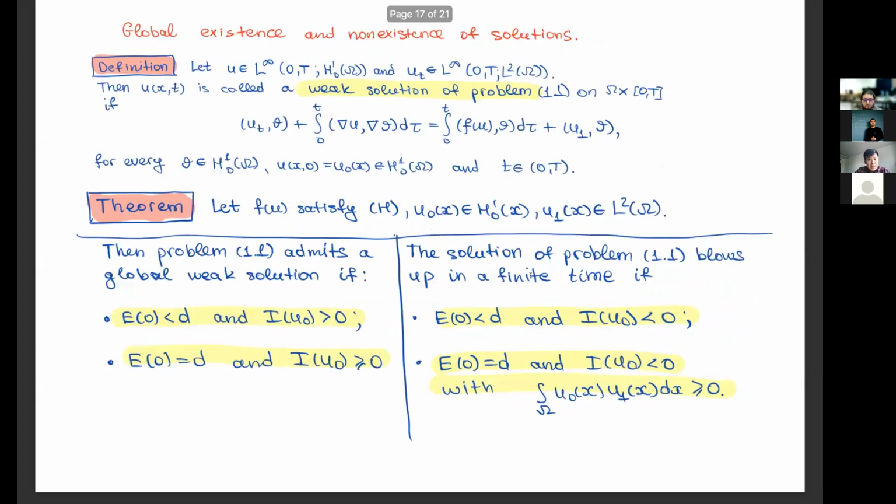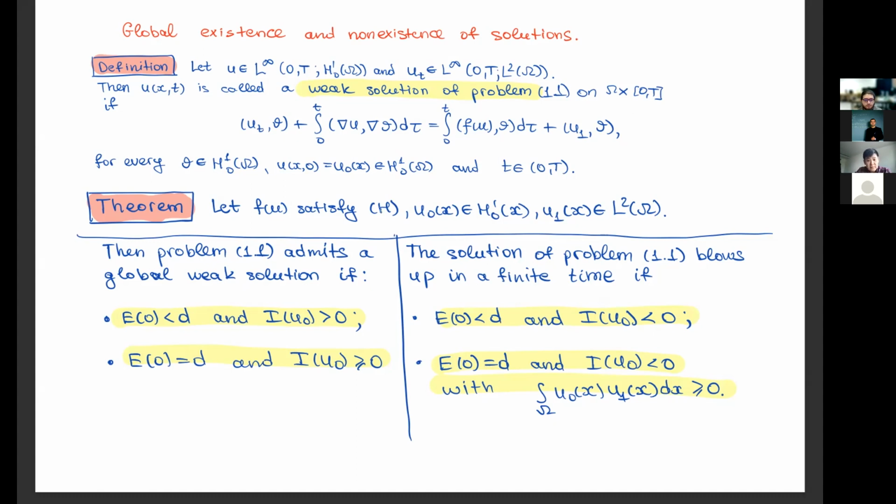Now I have little time. So now we can prove global existence and non-existence of solutions. First we give the definition of weak solution. u is from this space, and u_t from this space, and u is called a weak solution of problem 1 in this interval, in this space of omega in time from 0 to T, and we write the weak solution in this form for every v from this function space, and we have u0 from the space. And we should mention u1 here should be from L2.